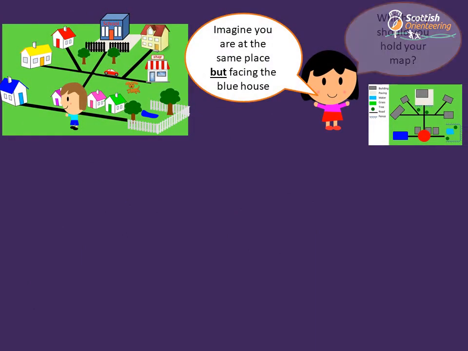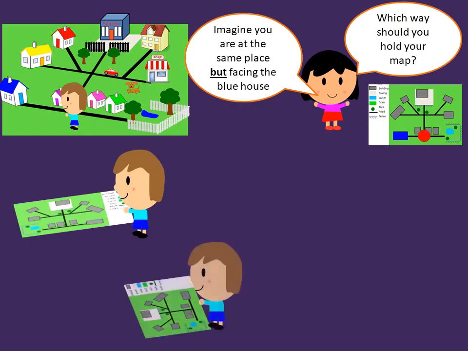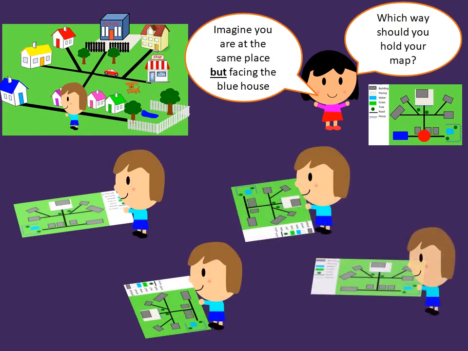Imagine you are standing as shown, but facing towards the blue house. Which way should you hold your map? Remember, the map needs to match the ground, so the blue house is ahead of you and needs to be at the top. The school is now on your right.